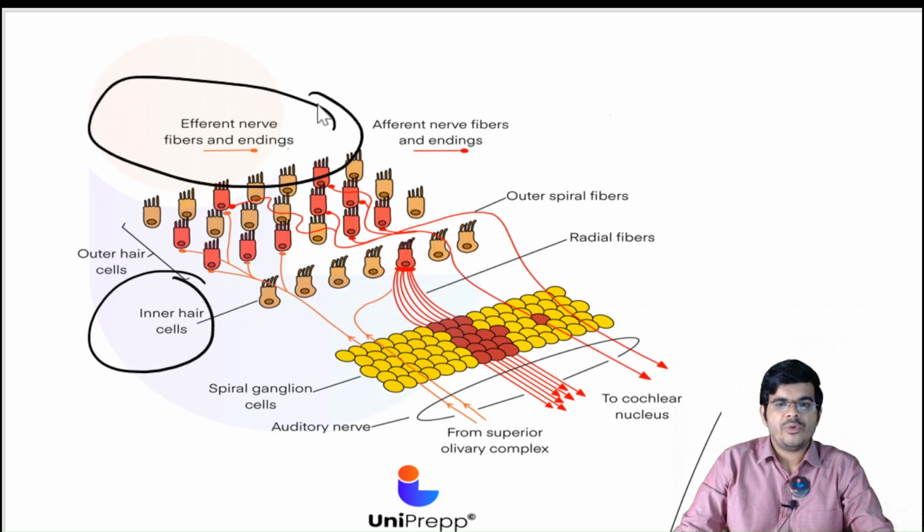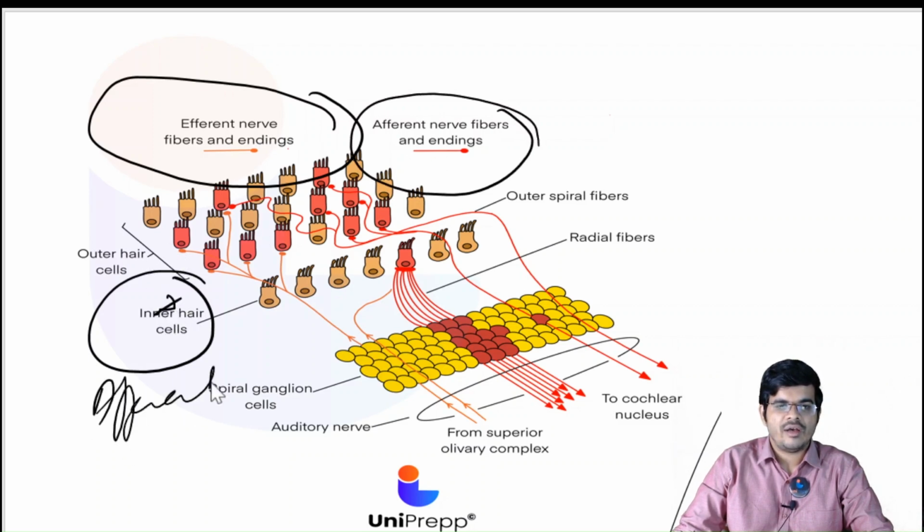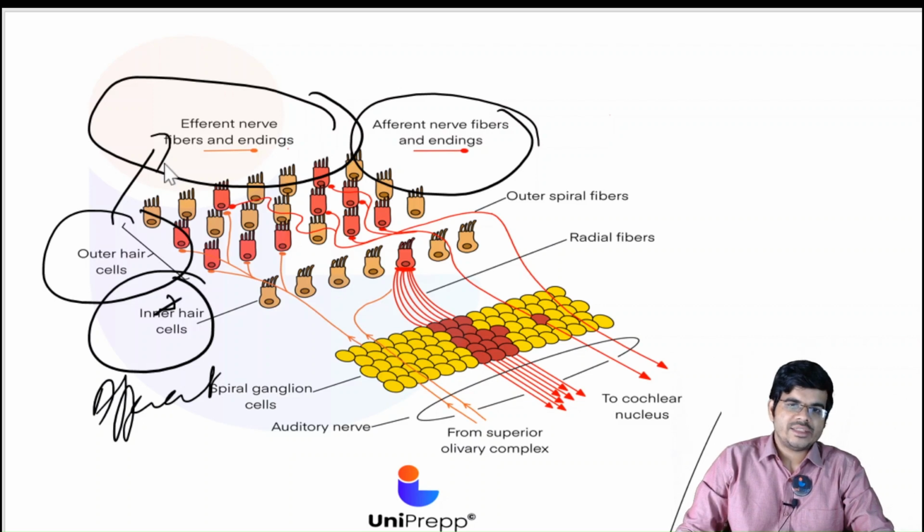And the outer hair cells are more of having efferent nerve fibers, and the afferent nerve endings are going into the inner hair cells. Okay, afferent to inner hair cells, and to the outer hair cells you have efferent. Okay, that's about the anatomy of inner ear.